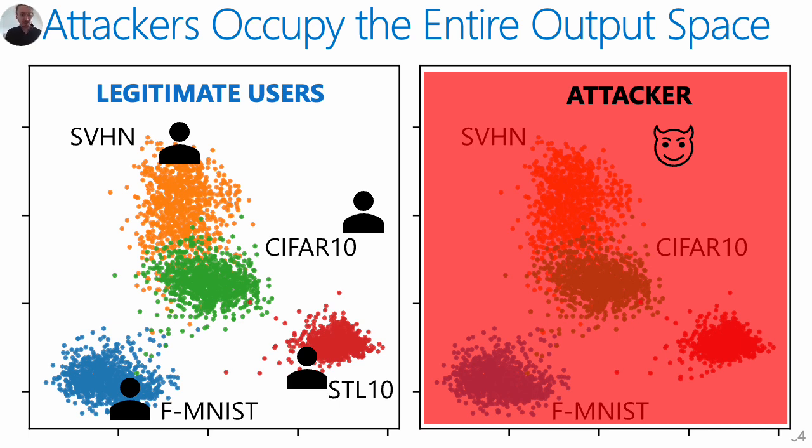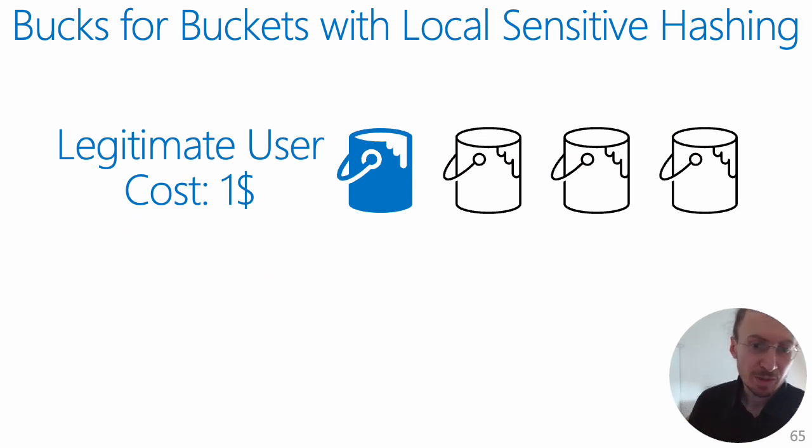Just to recap, the main idea is that standard, legitimate users just query a small subset of the representation space. So let's say they have CIFAR10 and they query just a small green part of the whole representation space. However, attackers have to cover the whole representation space. The main idea is that we can divide the representation space into buckets and use locality-sensitive hashing. This is to be able to estimate the coverage of the representation space.